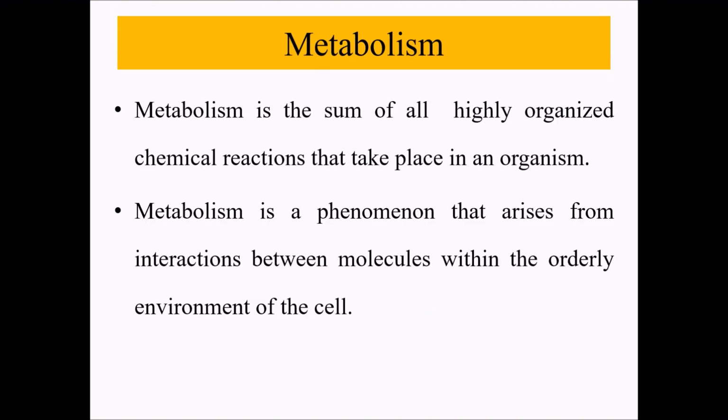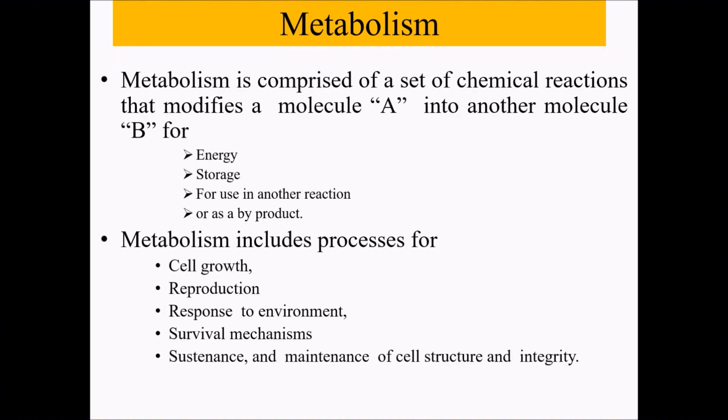So metabolism is the sum of highly organized chemical reactions that take place in an organism, or we can define it as a phenomenon that arises from interactions between molecules within the orderly environment of the cell. We can say that metabolism is comprised of a set of chemical reactions that modify molecule A into molecule B. For what? Number 1, for energy. Number 2, for storage. Number 3, for use in some other reactions. And number 4, to make some byproducts.